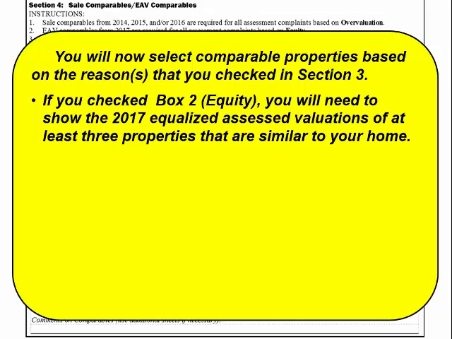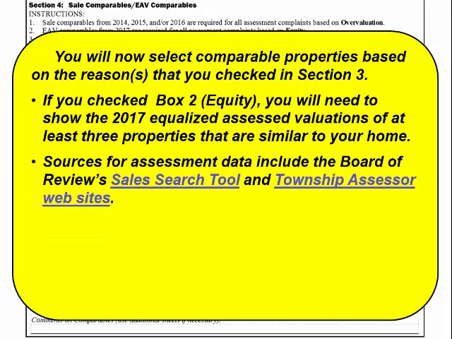You might also select comparables based on equity, the reason shown in box number 2. And if you check equity, you will need to show the 2017 equalized assessed valuation of at least 3 properties that are similar to your home. Sources for assessment data include the Board of Review's Sales Search tool and Township Assessor websites.